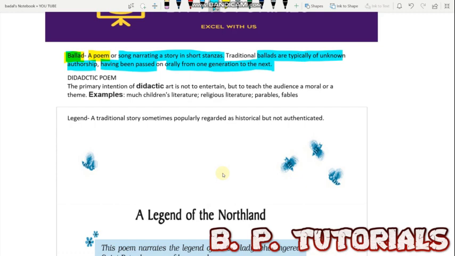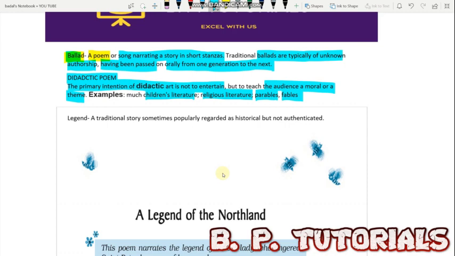And this is even called a didactic poem. What is a didactic poem? A didactic poem is a poem where the primary intention is not to entertain. In the poem, we shall not find any intention to entertain, but to teach the audience a moral or a theme. Examples: much children's literature, religious literature, parables, fables. These are a sort of poem which deals in didactic, moral teaching.